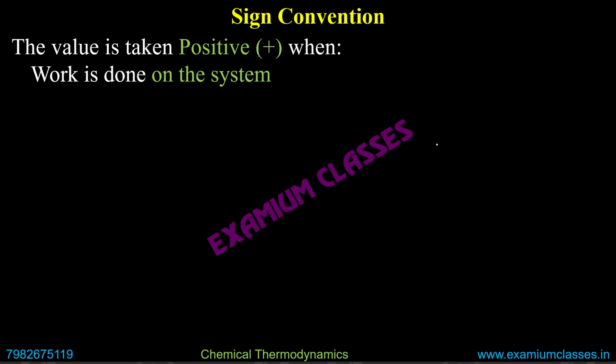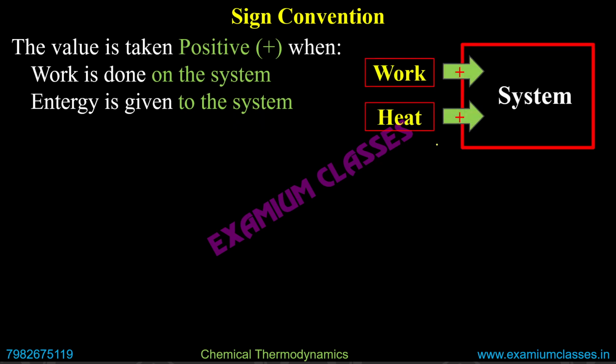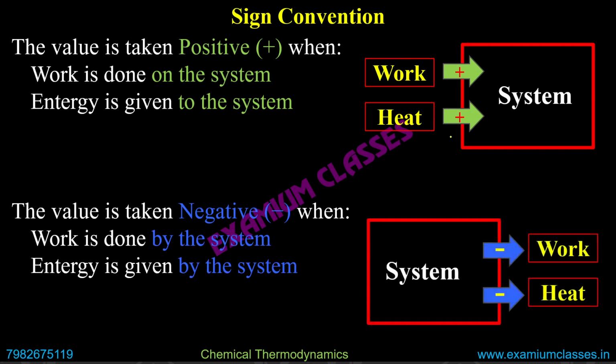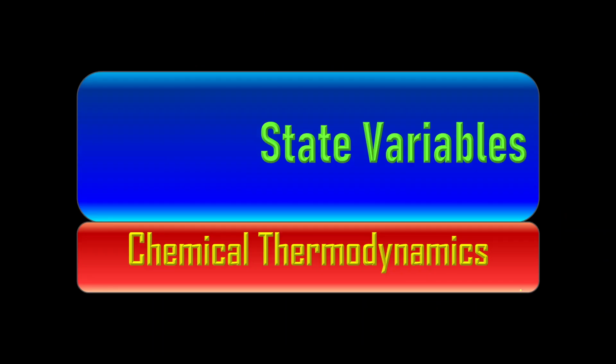It is taken positive if work is done on the system and energy is given to the system. So understand it diagrammatically. If we do any work on the system, or if we transfer heat to the system, it will be positive. Positive work, positive heat. And obviously it will be negative if the work is done by the system or heat is transferred from the system. In that case, it will be negative.